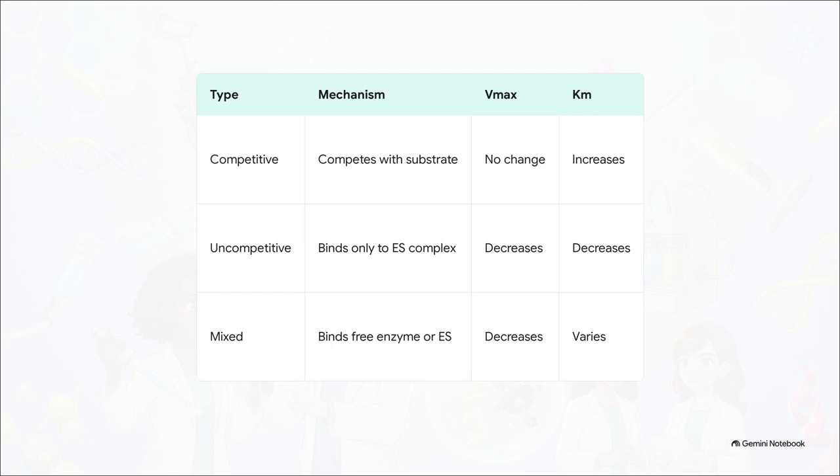A great real-world example? Treating methanol poisoning. Doctors will actually flood a patient's system with ethanol, which competitively inhibits the enzyme from turning methanol into toxic formaldehyde. Pretty clever, right?